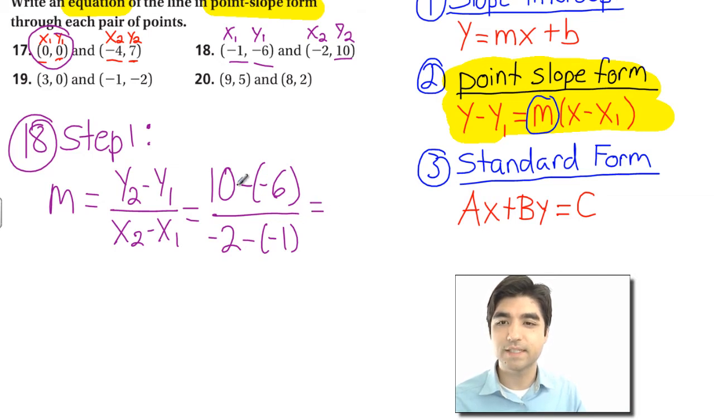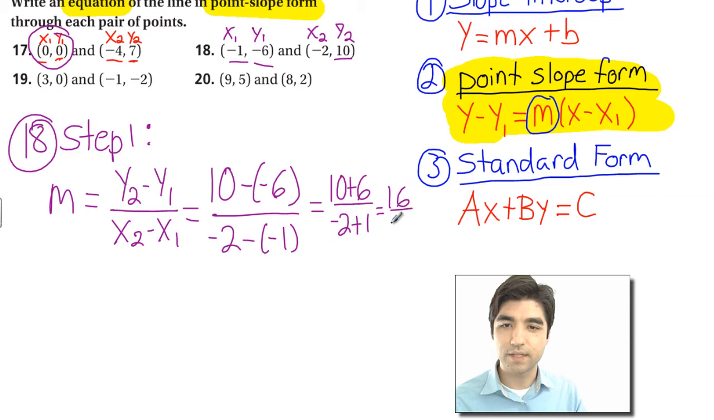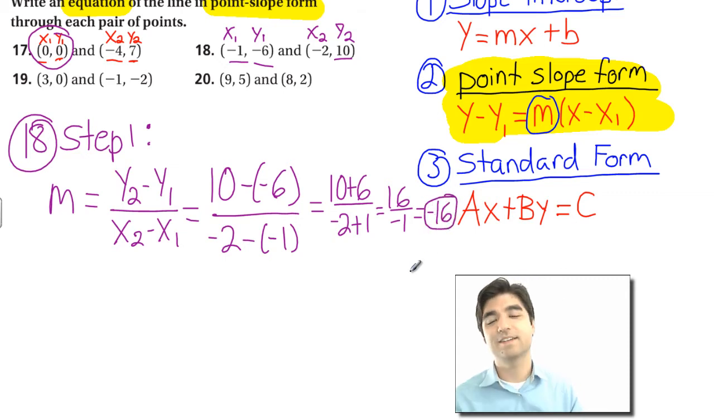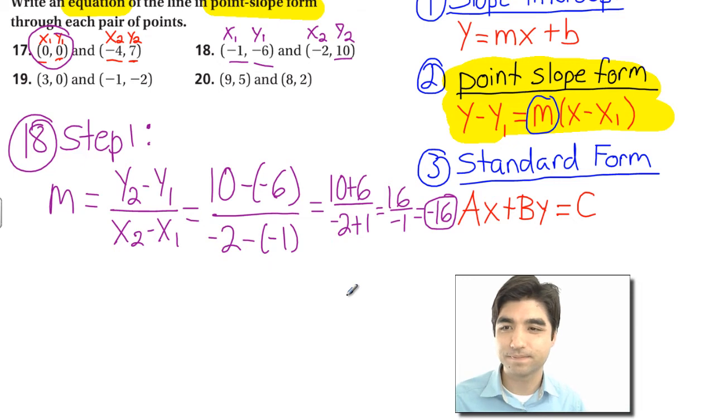Then that equals 10. A minus -6 equals +6, so 10 plus 6, and then -2 minus a -1, which equals +1, and then that's going to equal 16 over -1. 16 divided by -1 equals -16.